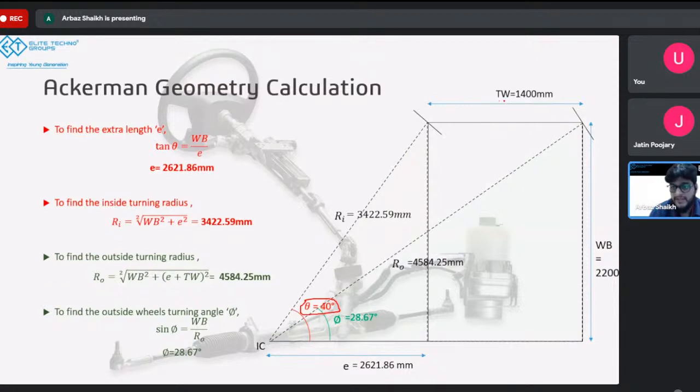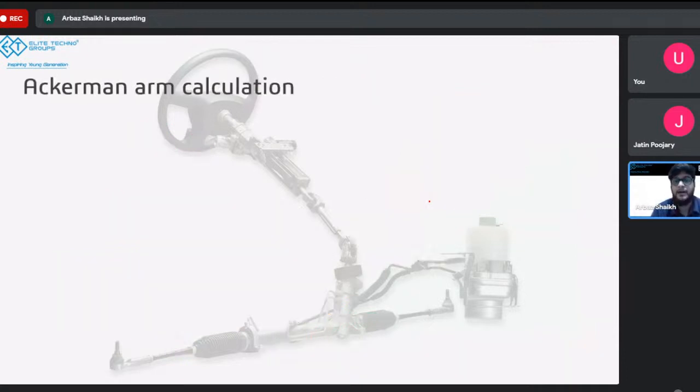Apart from that, the only constraints we had were the track width and the wheelbase, right? So using this, we calculated all the other parameters of this geometry. So that concludes the Ackerman geometry calculation. Next, we have the Ackerman arm calculation.